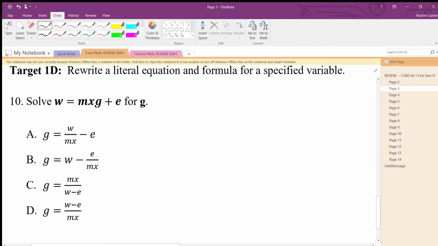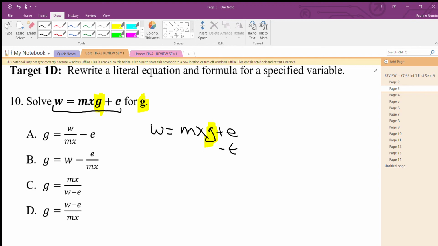Okay, literal equations. These were a little funky, so bear with me. We have this equation, and we would like to find g by itself. What would g equal if it was all by itself? I'm going to rewrite it because I'd like to show you the steps in a clearer way. Okay, now g is attached to m and x, and all of that is attached to e. So the first thing that I'm going to do is subtract e from both sides. Now, I can't actually subtract e from w, so it's just w minus e.